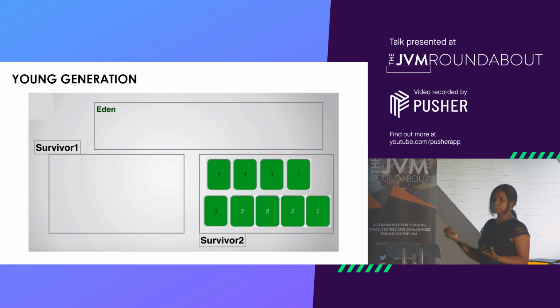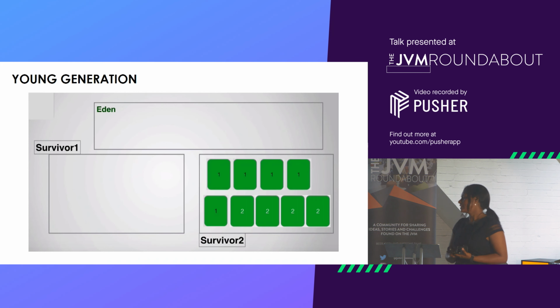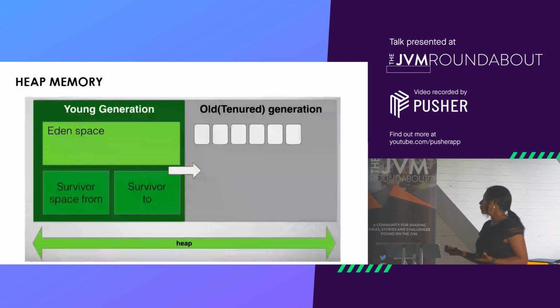So for this talk, let's say the aging threshold is 8. When objects reach the aging threshold of 8, what does that mean? That means if they survive 8 cycles of garbage collection, then they get promoted to the old generation, because they are no longer young objects, right? They're long-lived objects. They've survived so many cycles of garbage collection. So they get moved to the old generation.